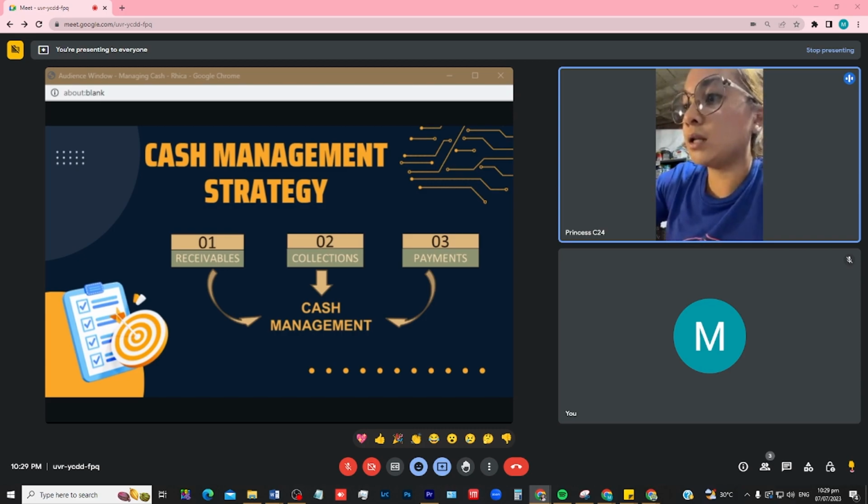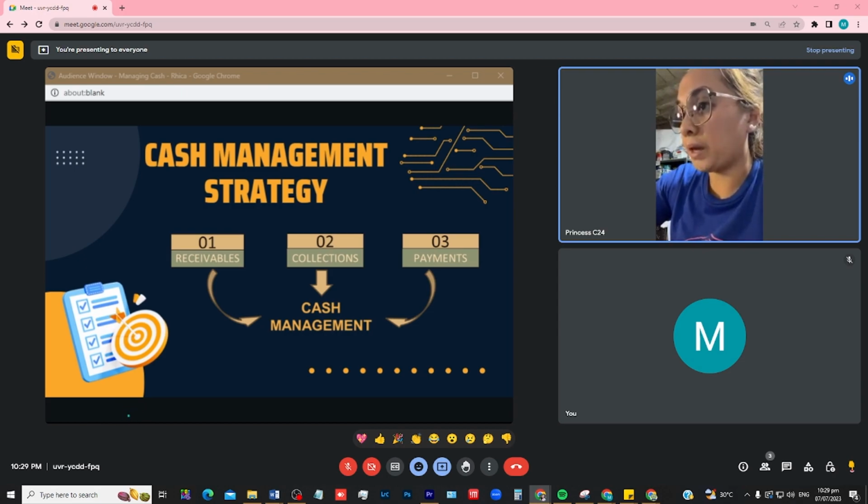Next is collections. Collections management refers to the process of collecting and managing cash flows. Cash management can be important for both individuals and companies. It is a key component of a company's financial stability in business. Also, there is an example of collection management. Collection management encompasses a range of measures. They begin at the earliest stage of accounts receivables.